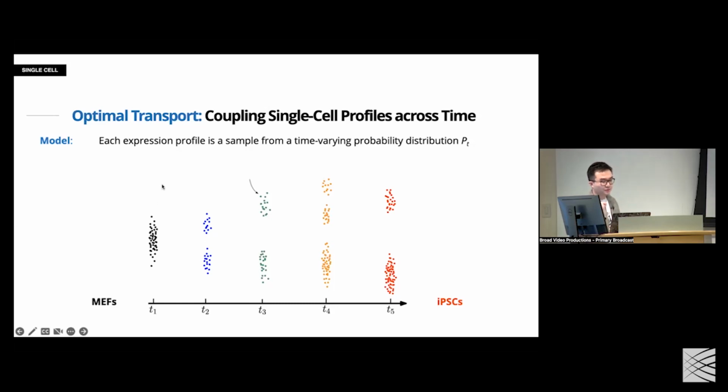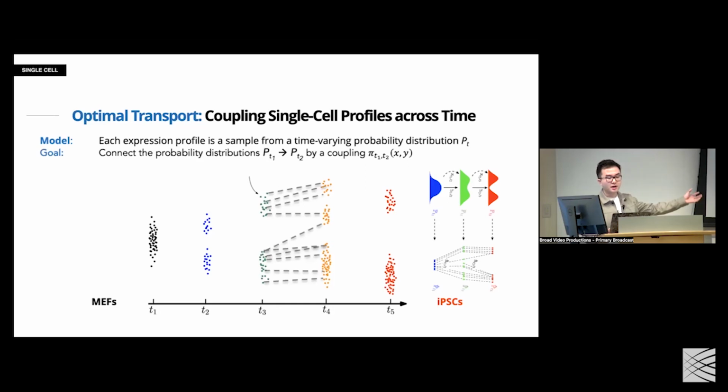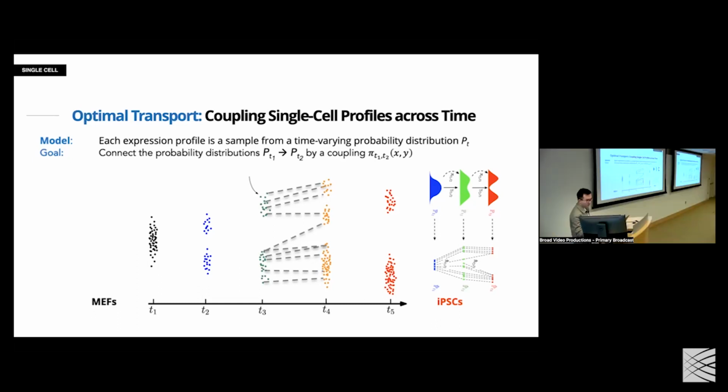So the model is that if you think about each gene expression profile, it's just a sample from a time-varying probabilistic distribution. The goal here is to minimize the probability distribution change over time. We applied this to study our favorite system, the iPSC reprogramming system. We collected single-cell RNA-seq along an 18-day experiment, generating by that time probably the largest single-cell RNA-seq data for reprogramming.